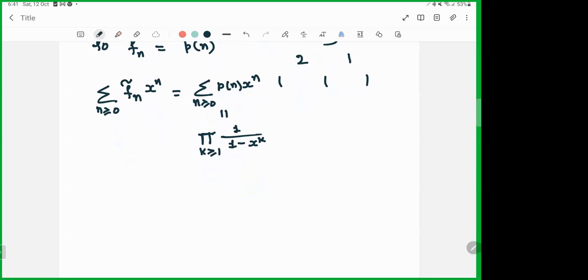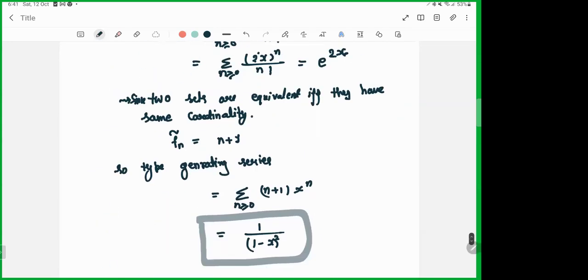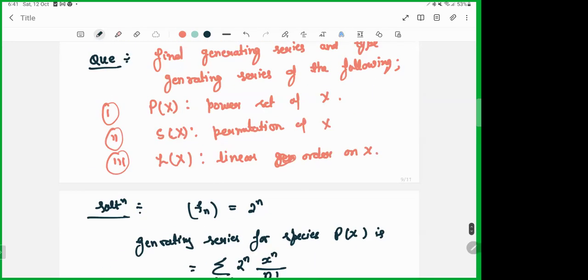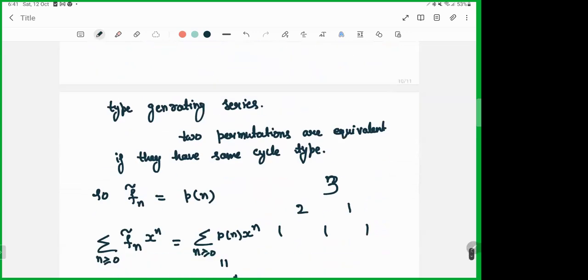So then what else do we need? एक प्रॉब्लम और लिखा था ना हमने, power set and linear order. Linear order. So what is the generating series for linear order? Same as permutations, I think.